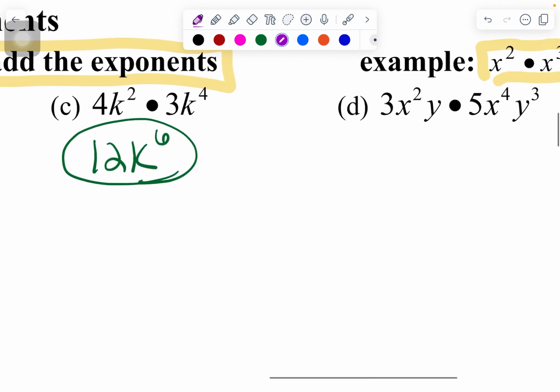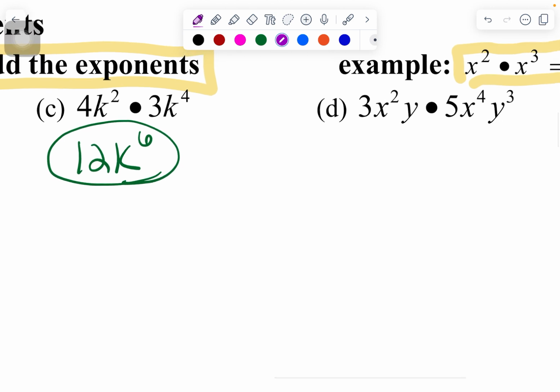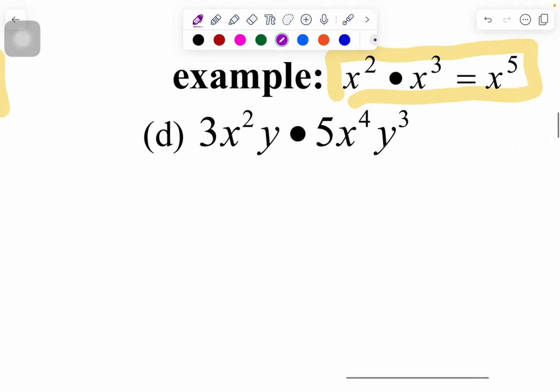And then part D, if you've got a couple of variables, it's okay. Just do each variable individually. Okay, so I'm going to take this one apart in pieces. I'm going to deal with the numbers first. I will deal with the x term second, and then the last thing I'll deal with are the y terms. Okay, so let's talk numbers here. We've got 3 times 5. I like a 15 for that. Then I've got, let's see, x squared and x to the fourth. So if I add the exponents, 2 plus 4 makes 6.